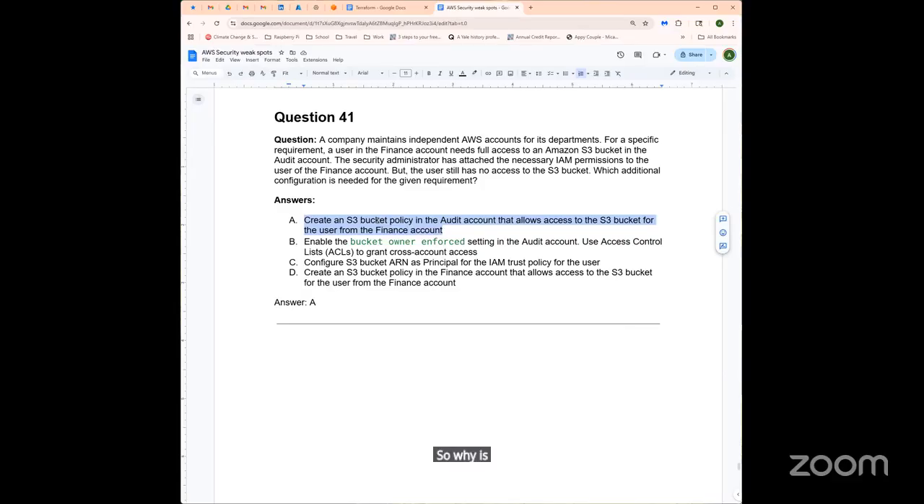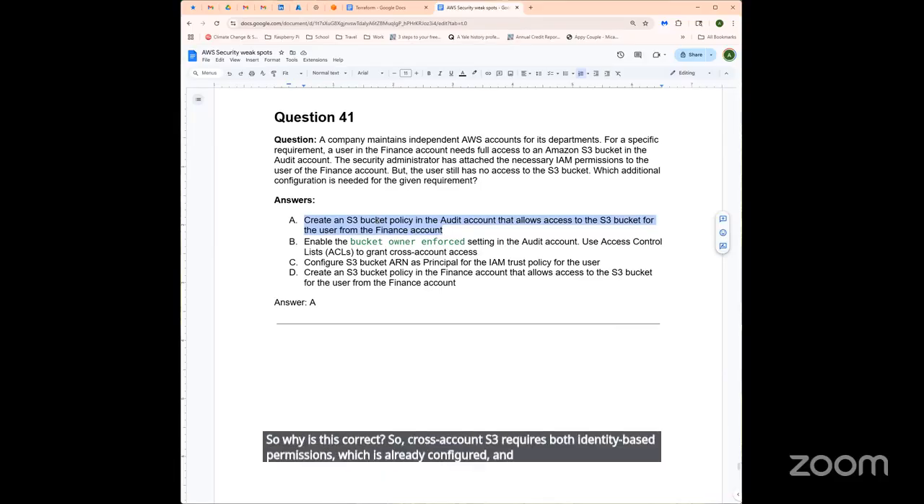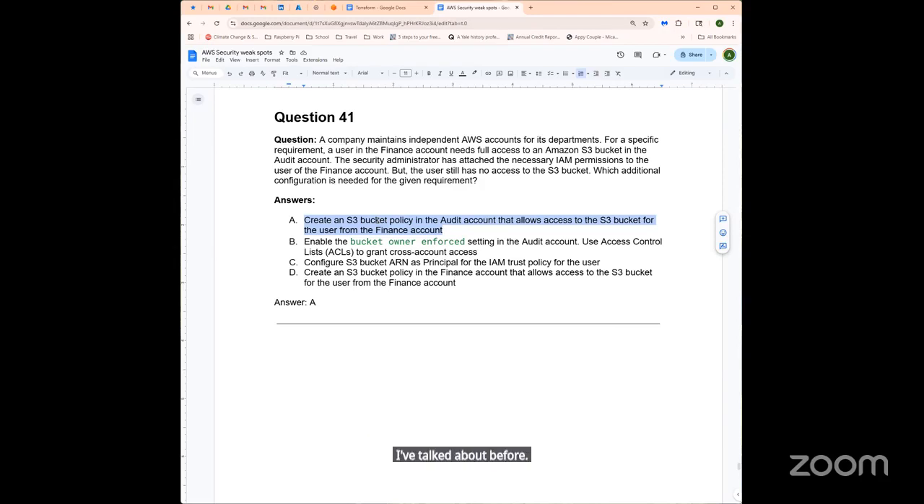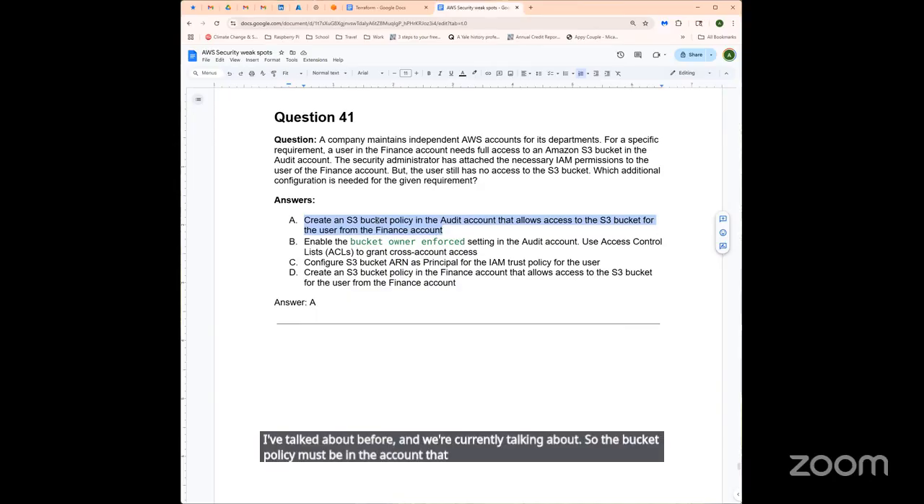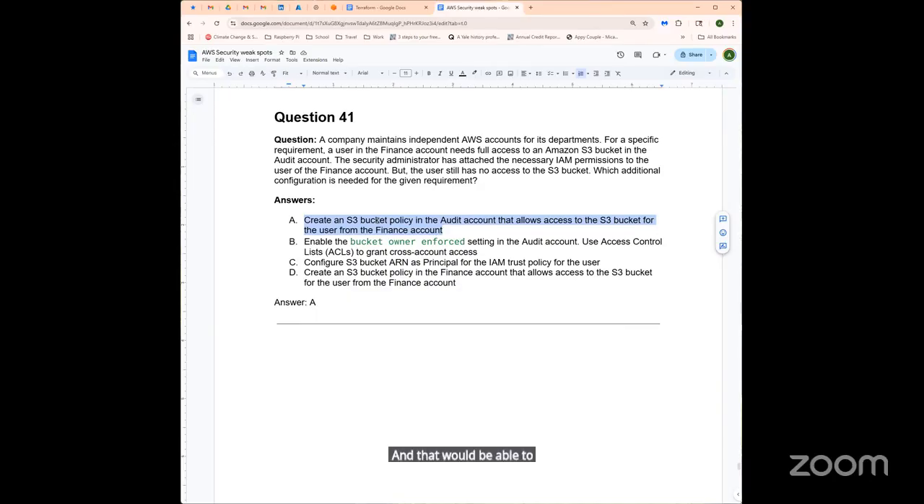So why is this correct? Cross-account S3 requires both identity-based permissions, which is already configured, and a resource-based bucket policy, which we have talked about before and we're currently talking about. So the bucket policy must be in the account that owns the bucket, the audit account, and that be able to grant access to the external user. Boom. So why are the other answers incorrect?